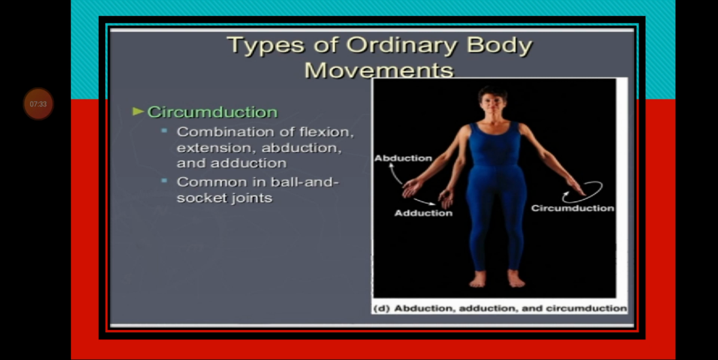So you can see when you just move upside, it is in abduction. When you bring back your hand, it is adduction. And when you just move your hands forward, it is flexion. And when you move your hand or the arm back, it is in extension mode. So all these four modes are joined together to form the fifth category, circumduction.